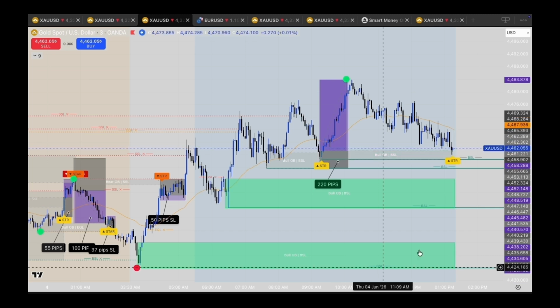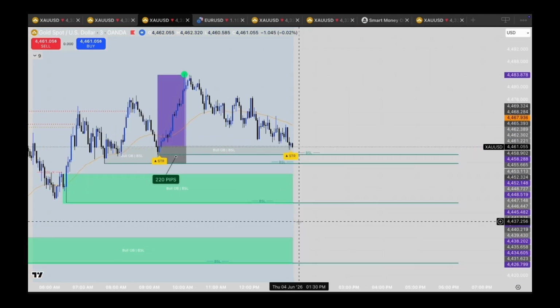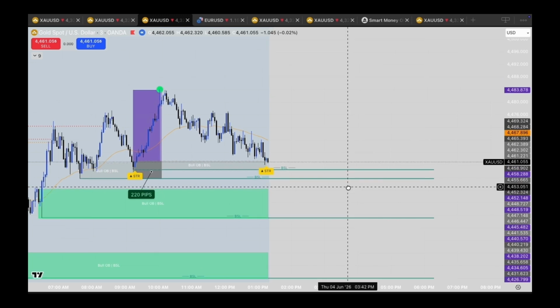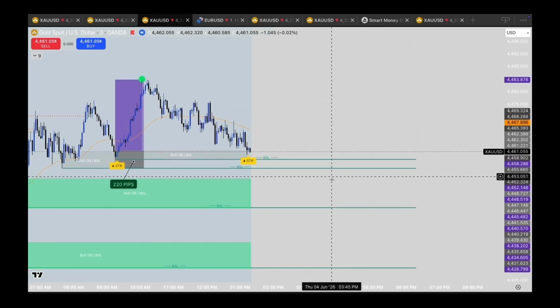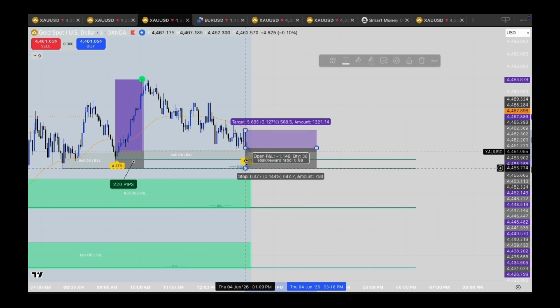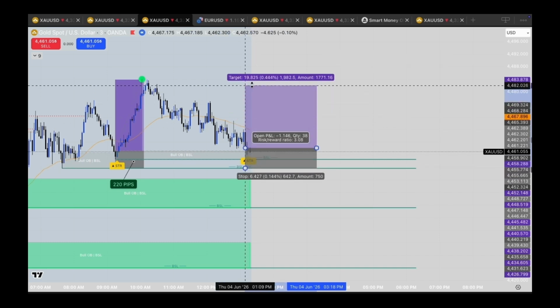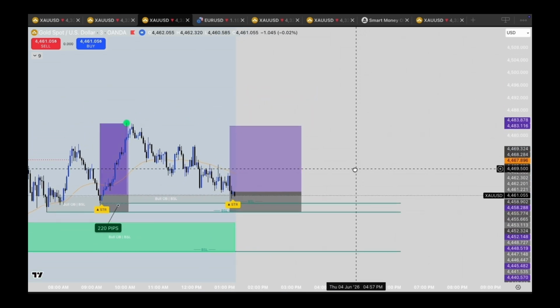Our indicator has just generated what could become the biggest setup of the day. Everything is aligned: liquidity, market structure, confirmation. The setup is active. Now let's see what happens.